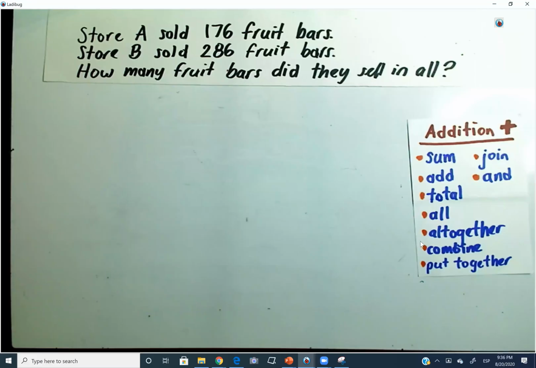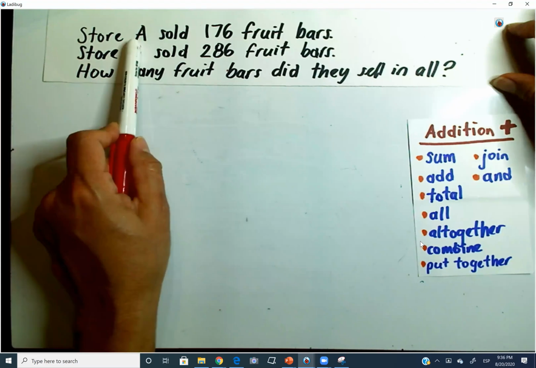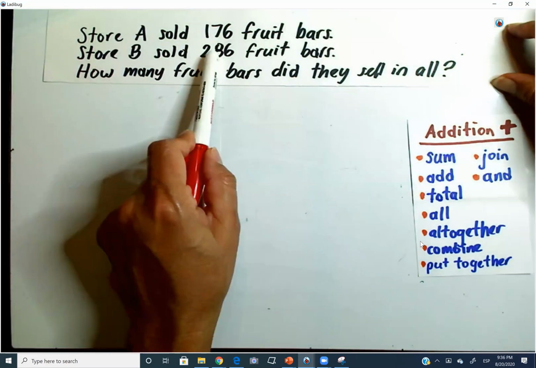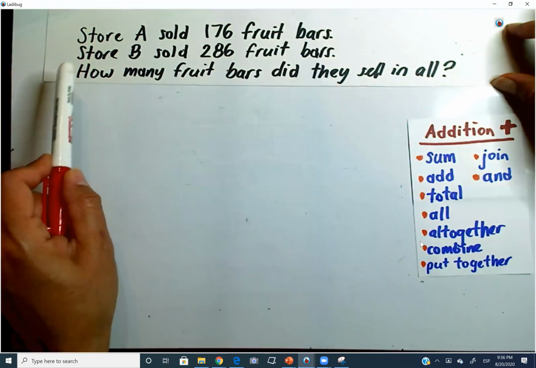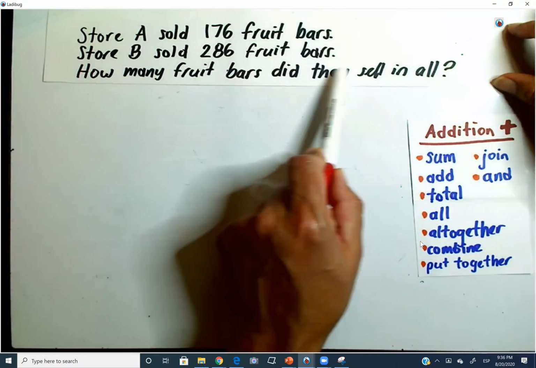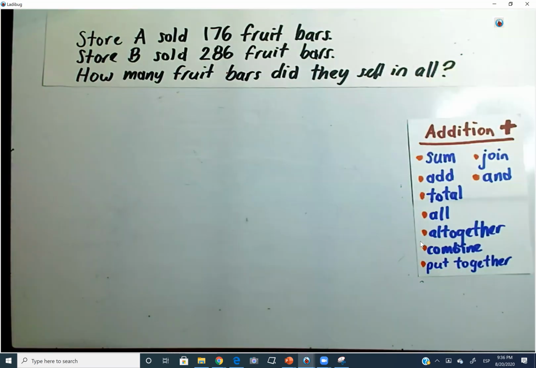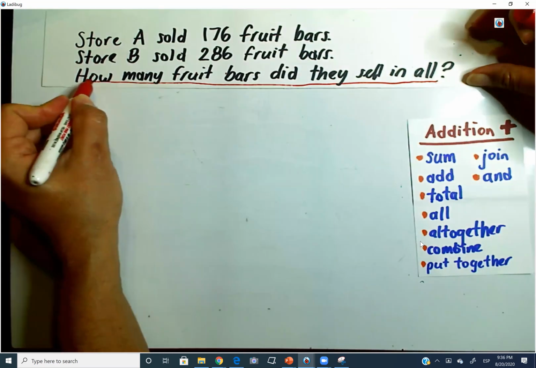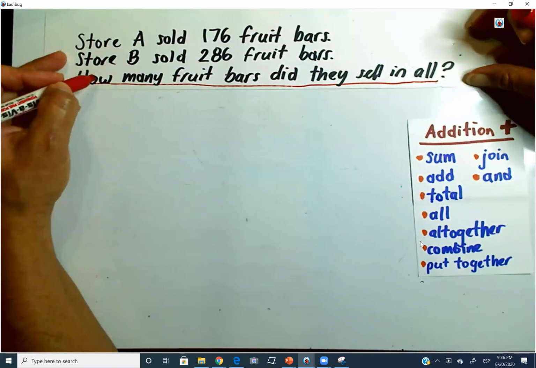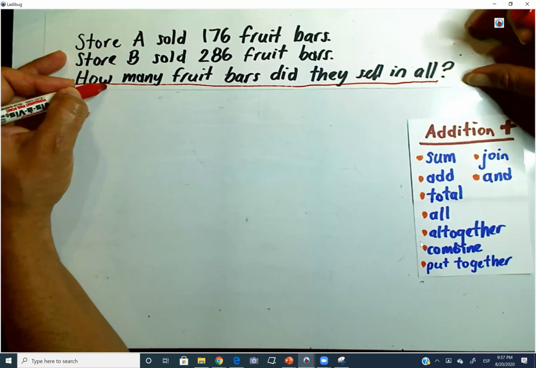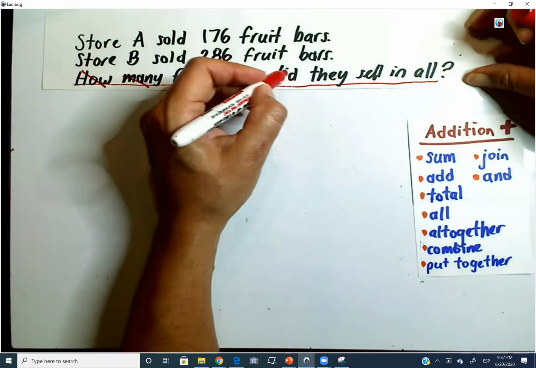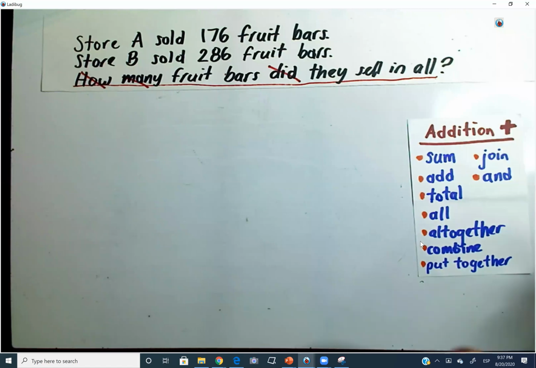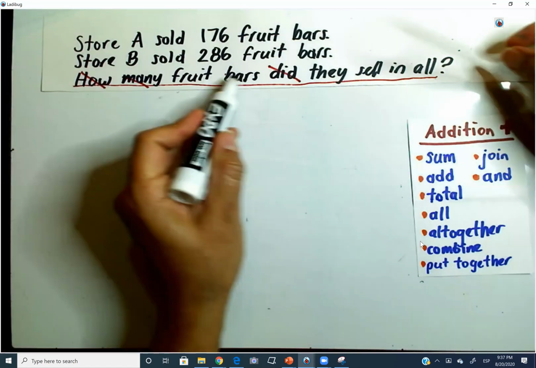Let's solve the last problem. Store A sold 176 fruit bars. Store B sold 286 fruit bars. How many fruit bars did they sell in all? Now remember, the first thing we're going to do is underline the question. How many fruit bars did they sell in all? Now we usually cross out the question words, how many, and the auxiliary verb did. Now we're going to use the words that are left to write this answer statement. We have fruit bars they sell in all.